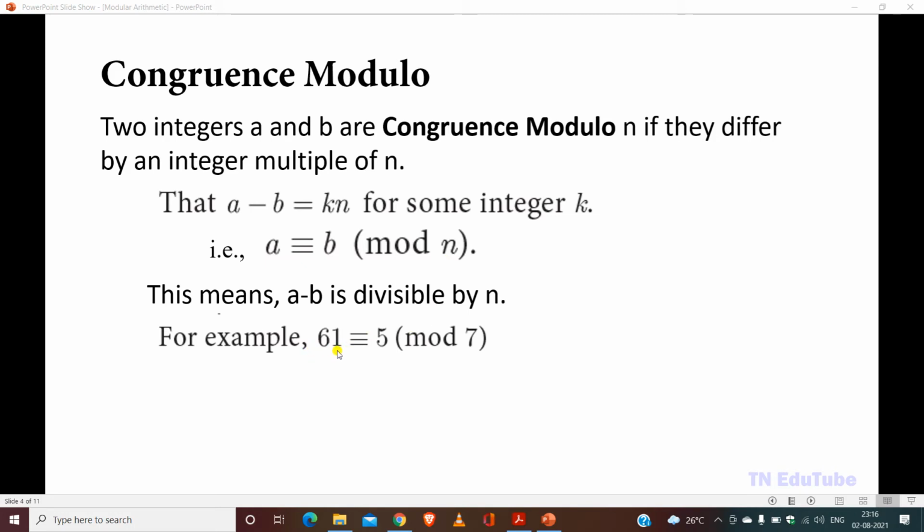Here also 61 is congruent to 5 mod 7. So when you take 5 on the left side, 61 minus 5 is 56. 56 is divisible by 7. We know that 7 sevens are 49, 8 sevens are 56. So it is divisible by 7.